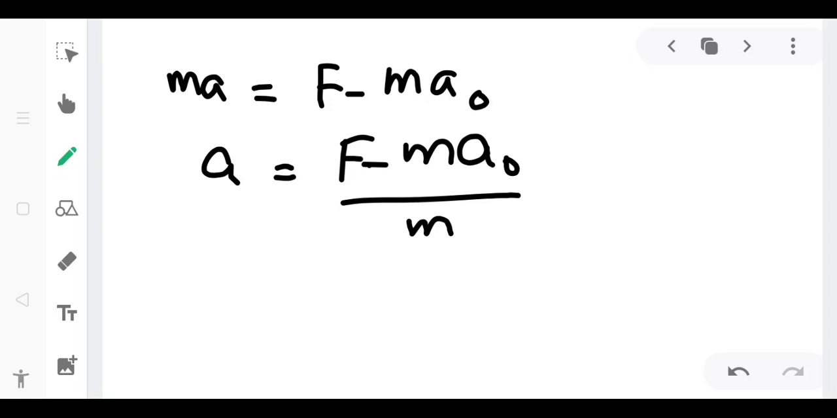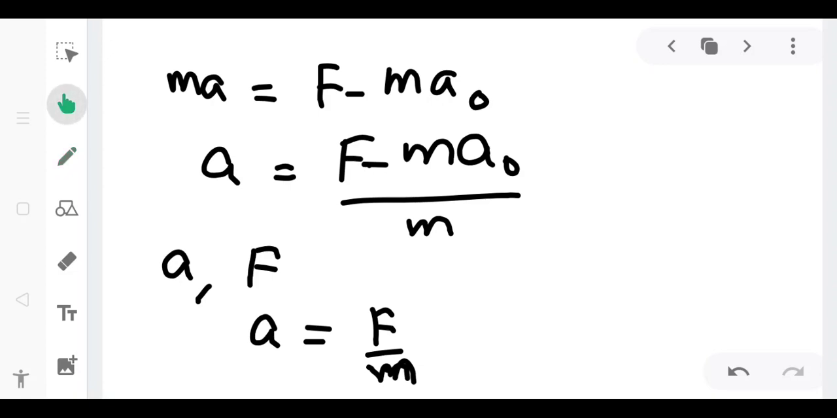Generally, if a particle is moving with an acceleration a and a net force F is acting on it, if both the frames of reference are inertial, then we can write the acceleration of the particle of mass m as F divided by m. But in the above equation also we have written the F by m quantity, but minus m a naught is also there, right? Why? Because why are we writing this?